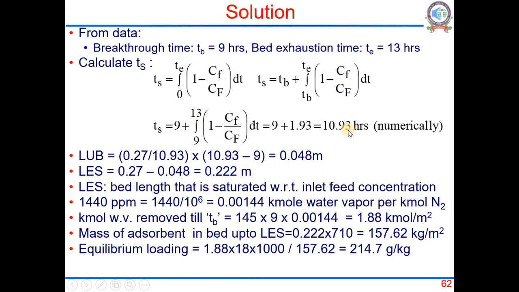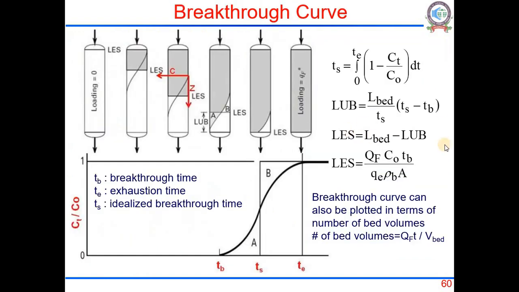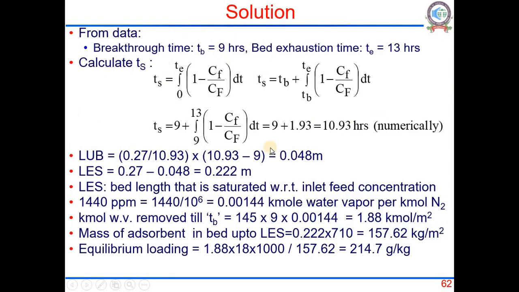So the length of the unutilized bed comes from this formula: the length of the bed, 0.27 meters, divided by 10.93, that is the idealized front velocity, multiplied by 10.93 minus 9, TS minus TB. So the length of the unutilized bed is 0.048 meters. The length of the equilibrium section would be the total bed length minus 0.048, that will be 0.222. So the length of the equilibrium section indicates the bed length that is saturated with respect to the inlet feed concentration. Inlet feed concentration is 1440 ppm.